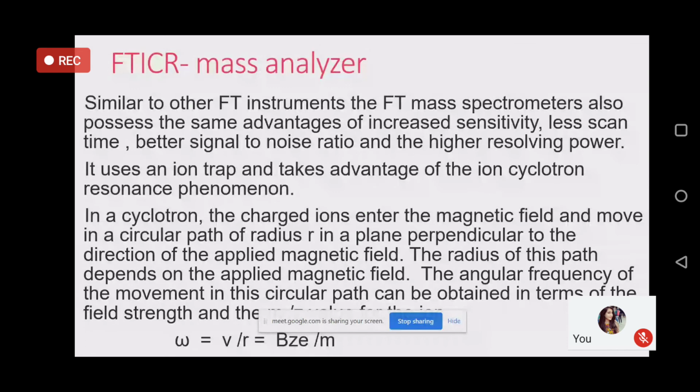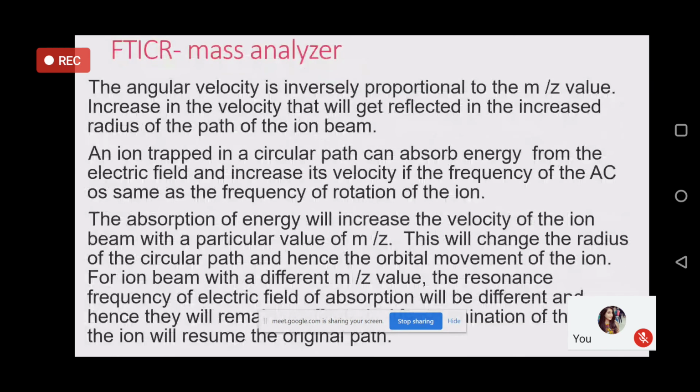B is the magnetic field. Z is the charge number. It should be BZe upon m. e is the charge and m is the mass. That you can refer to any cyclotron textbook and you will get this particular expression. The angular velocity is inversely proportional to the m/z value.